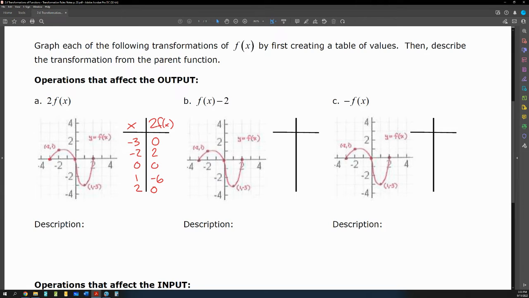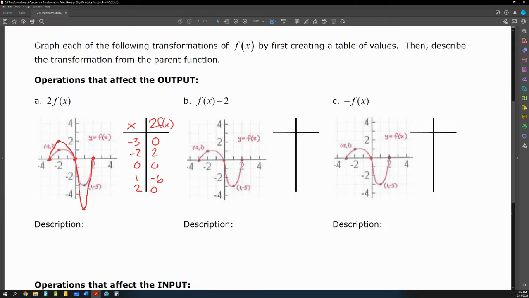If we were to graph this, we have (-3, 0), (-2, 2), (0, 0), and (1, -6), which is off the grid, which is okay, just kind of approximate. And then another x-intercept, (2, 0). So sketching in this graph here, we've got a similar function, but it's more like elongated or stretched out.